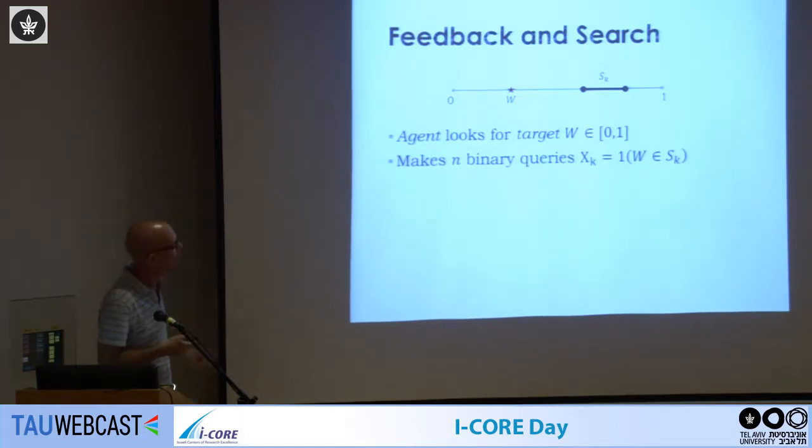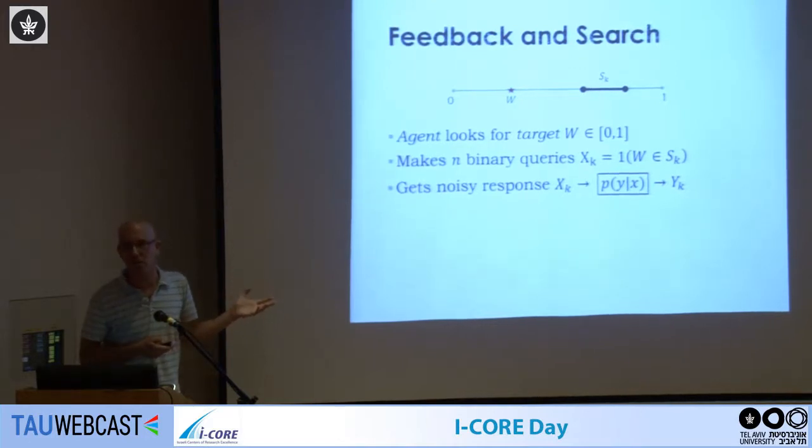But the crux of the matter is that unfortunately, that agent is getting noisy answers. So the agent wants to know if the target is in a certain interval, but that answer, yes or no, goes through some channel, P(y|x), and you can think of this as being a binary symmetric channel for the purpose of this talk. So basically, he's asking, is the target in this subset? And the answer is flipped with probability p. And Y_k is what the agent actually observes.